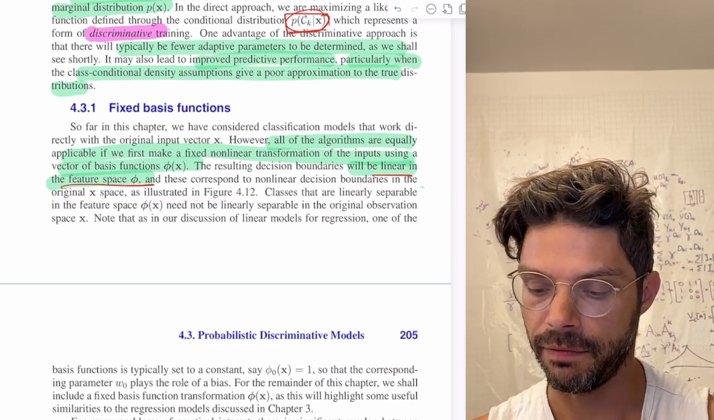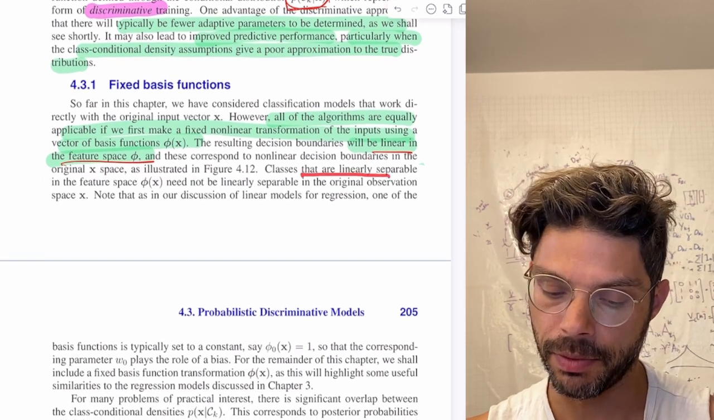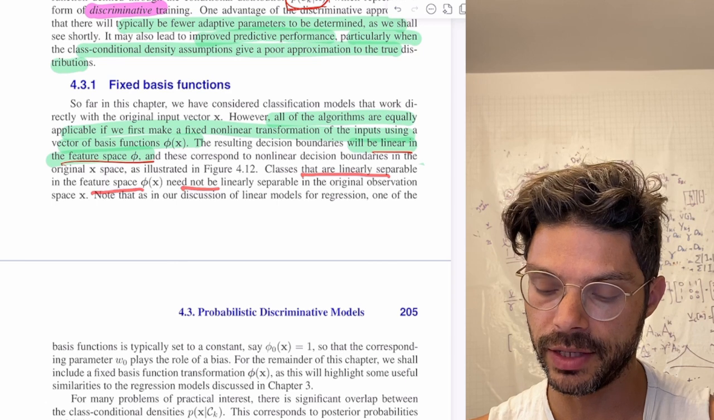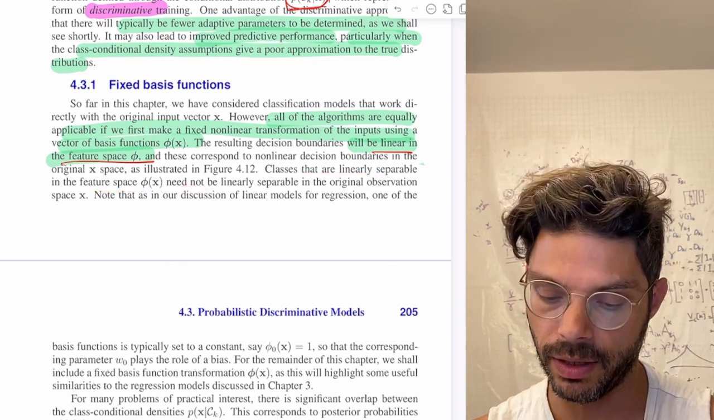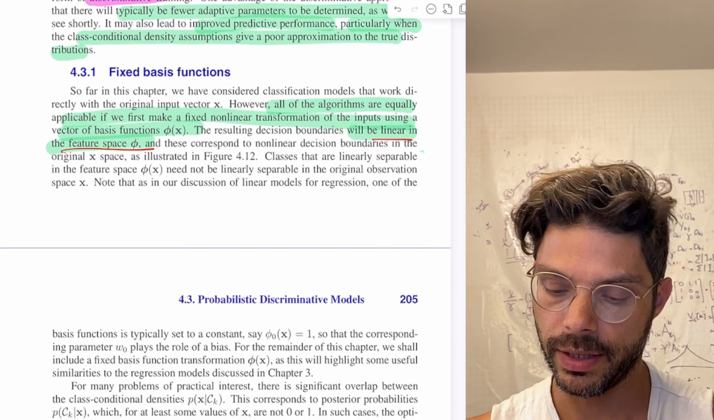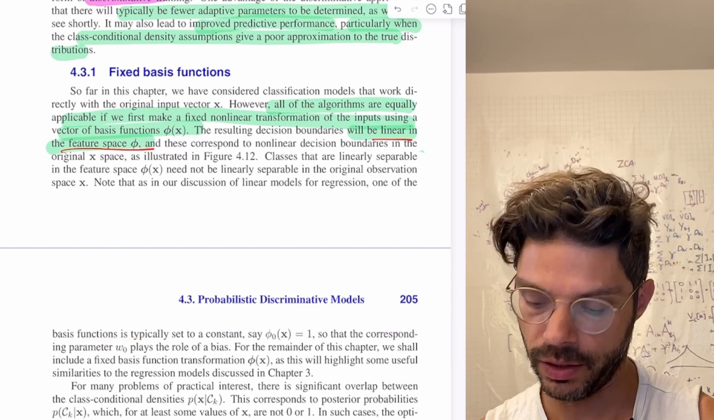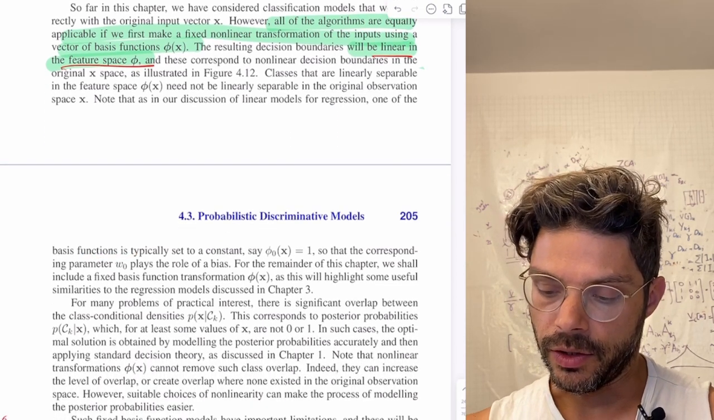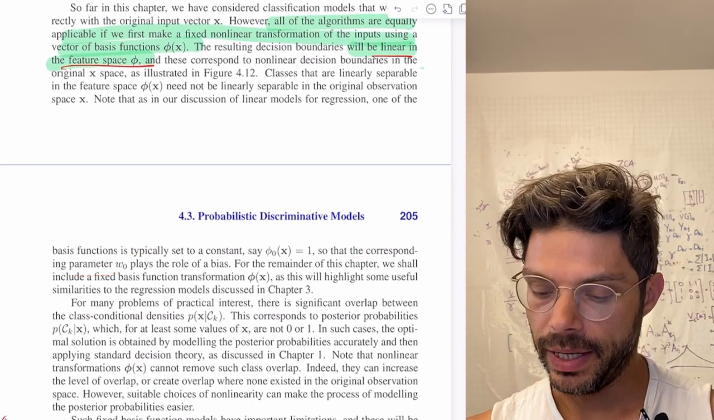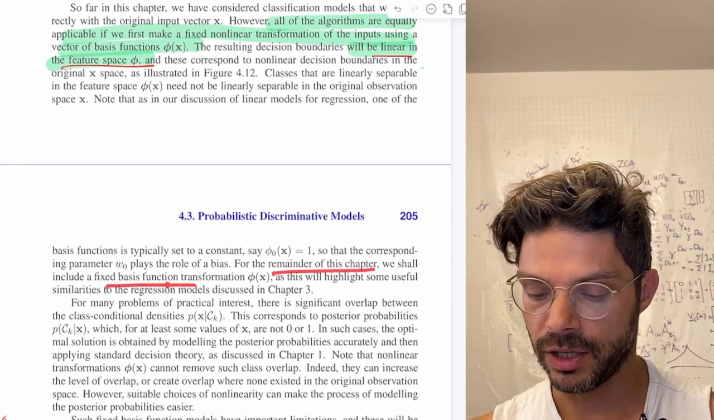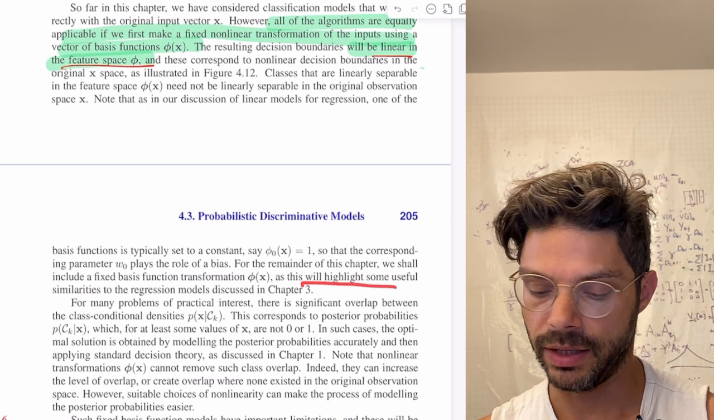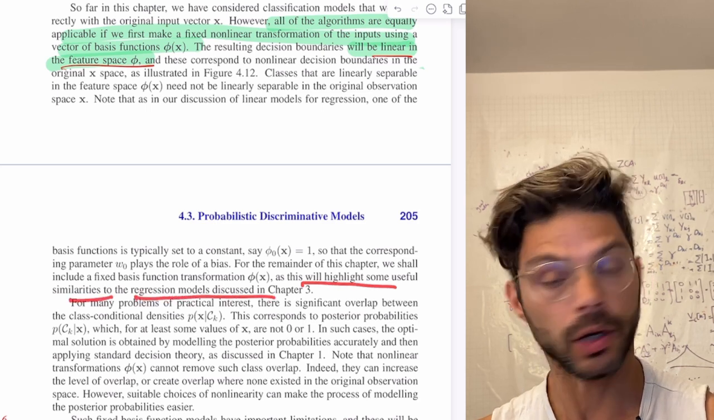So we can talk about that figure in a second. Classes that are linearly separable in the feature space need not be linearly separable in the original observation space. Note that as in our discussion of linear models for regression, one of the basis functions is typically set to a constant. So the corresponding parameter value plays the role of a bias. For the remainder of this chapter, we shall include a fixed basis function transformation, as this will highlight some useful similarities to the regression models discussed in chapter 3.